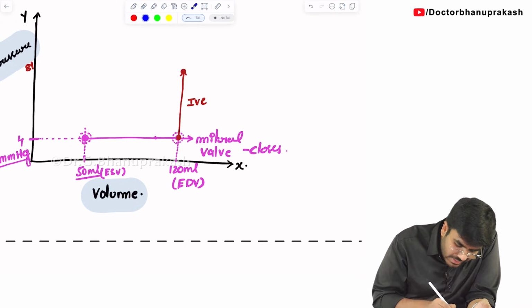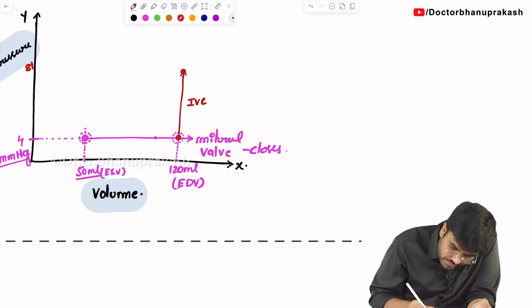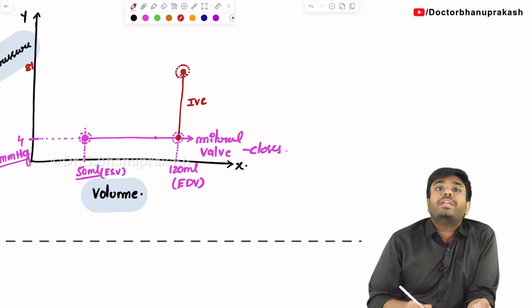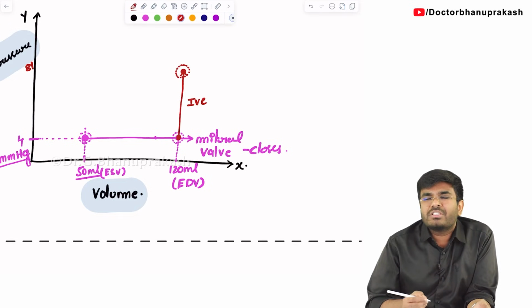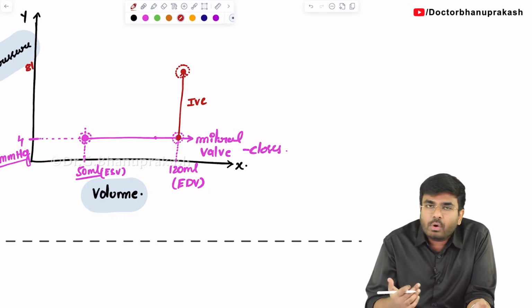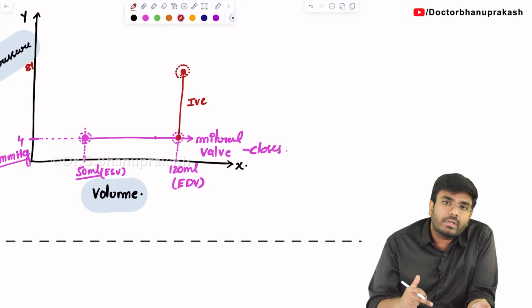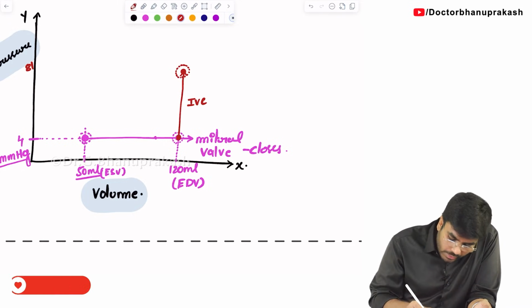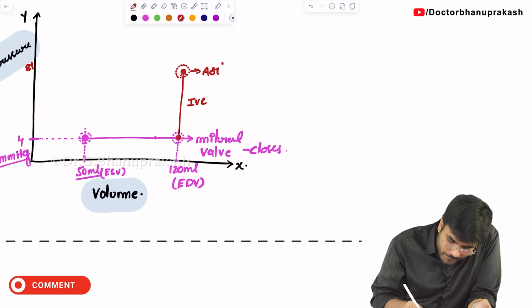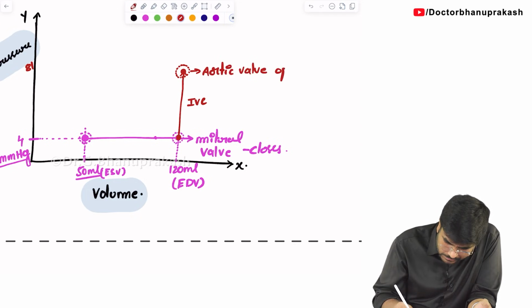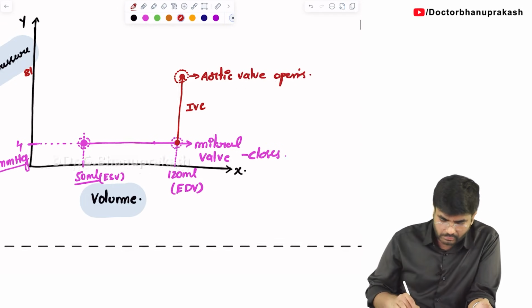Now tell me, once the pressure reaches 81, which valve is going to open? The aortic valve, because what is the pressure in the aorta? It's 80 mmHg. And what is the pressure in the left ventricle? It is now 81. So the aortic valve will open.